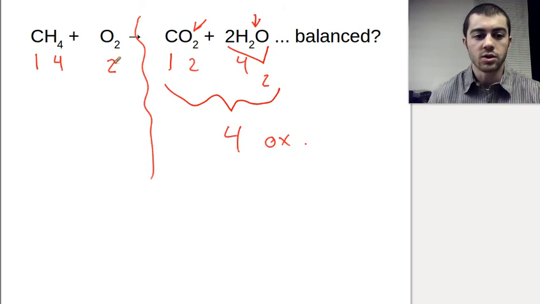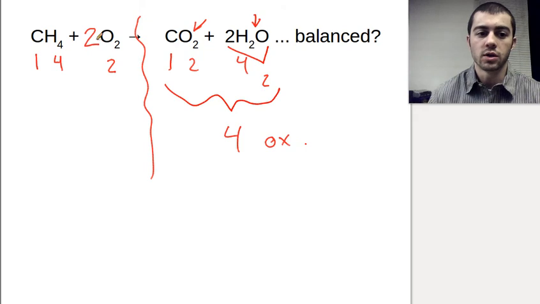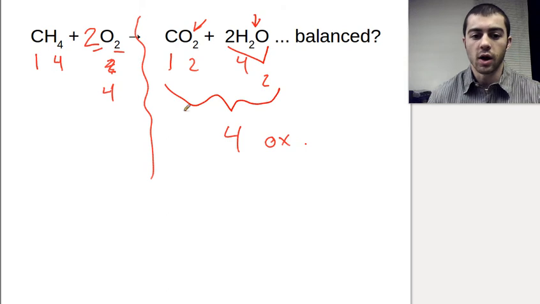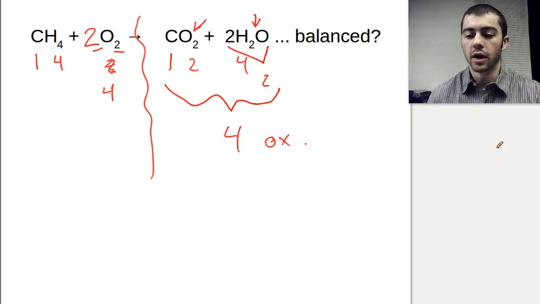So we have 4 oxygens here, 2 here. So you can probably figure out that the coefficient we need to put here is 2, because 2 times 2 would give us 4 now for the oxygens. So 4 oxygens, 4 hydrogens, 1 carbon. We've balanced all of the elements in this equation.